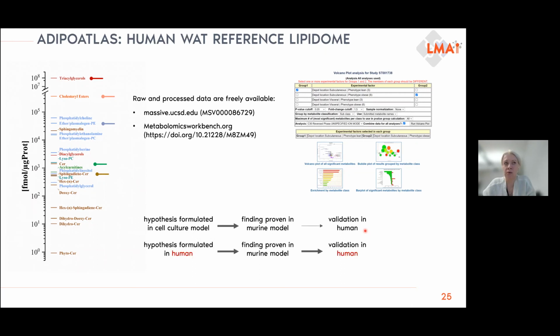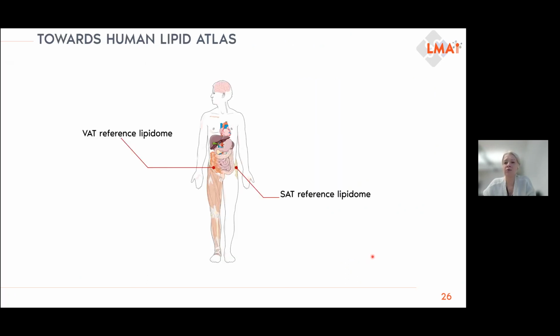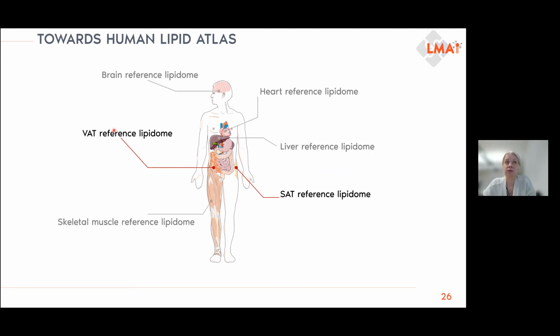But here we go the other way around. So the hypotheses which we now formulated here, and which I showed here, originally derive from human data. Of course, now we can and we do the proof of the mechanism using murine models or cell cultures, but I think that increases pretty much our chance to finally validate those data back in humans. And having this kind of reference lipidomes, I believe, will help all of us finally understand human biology. So now we have reference lipidomes for visceral and subcutaneous adipose tissue, but it would be, of course, super exciting to have it for other organs and connected between each other.